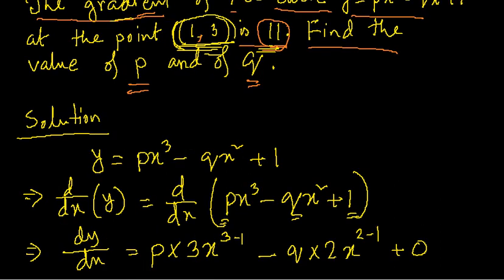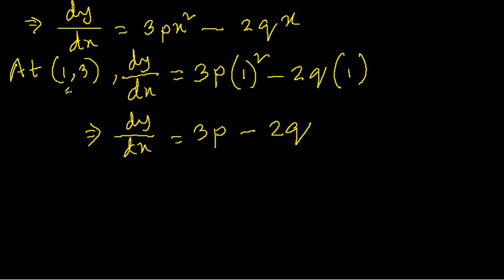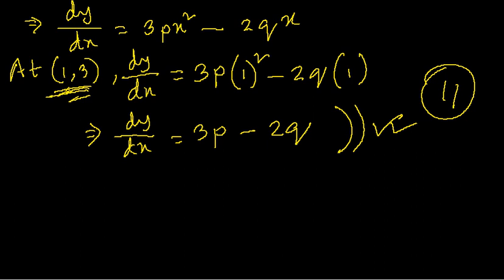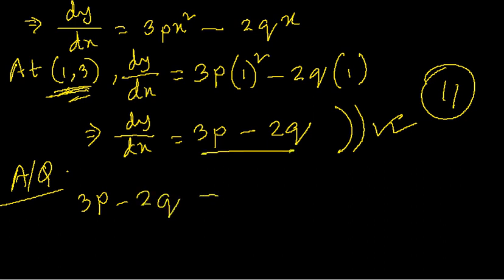So we can say that this is the point (1, 3), and at the point (1, 3) the gradient dy by dx equals this, and it was given that the gradient of the curve at the point (1, 3) is 11. So according to the question we can write that 3p minus 2q, the gradient of the curve, equals 11. It was given in the question. Suppose this is equation number 1.